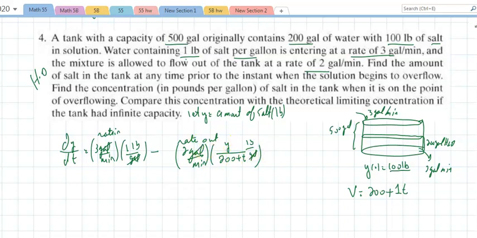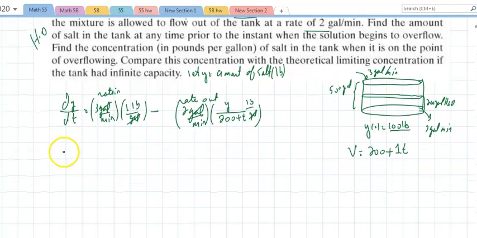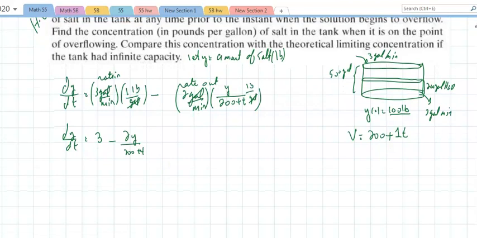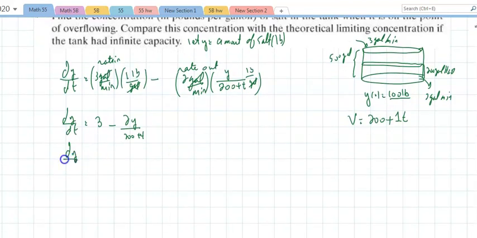And now we proceed to solve this equation. Here I'm looking at dy/dt equaling 3 minus 2y divided by 200 plus t. Now, this is not a separable equation, but what I could do is say dy/dt plus 2y over 200 plus t equals 3.